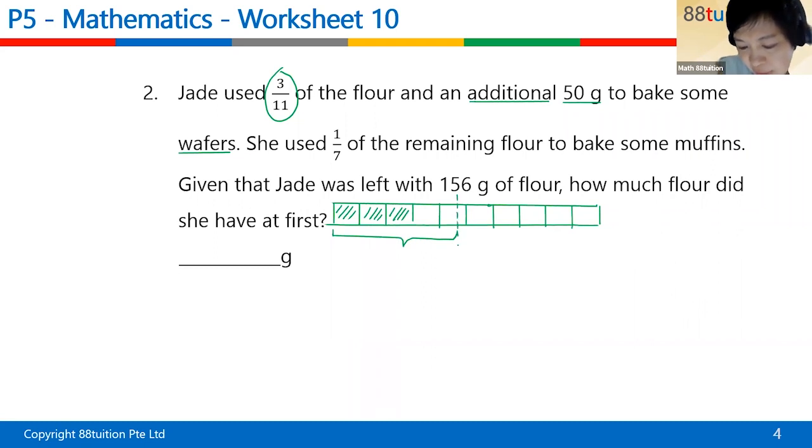I put a dotted line. Okay, I do this again. I repeat. Can I say this is 3 units and another 50 grams? That's what they say, what? Additional 50, what? Okay, so I'm going to put here additional 50 grams, from here to here. Okay, then where is the remaining?